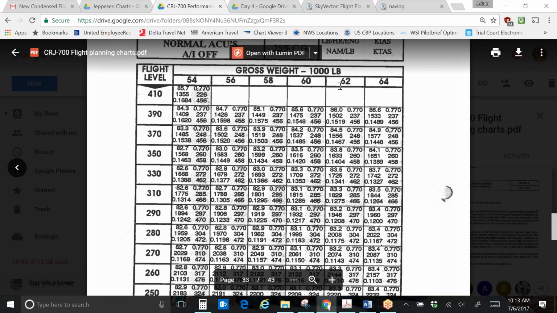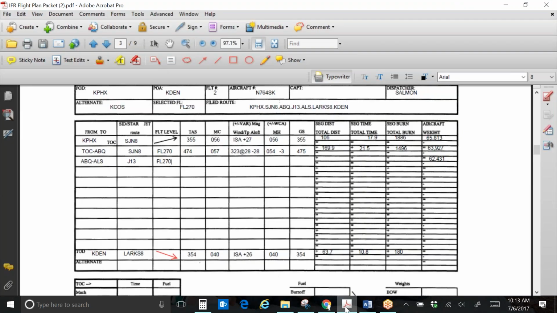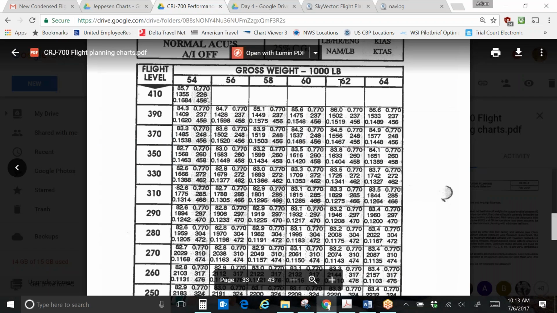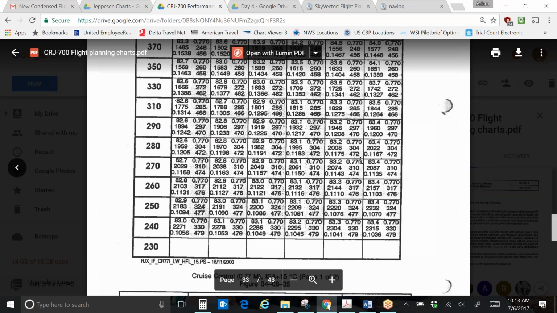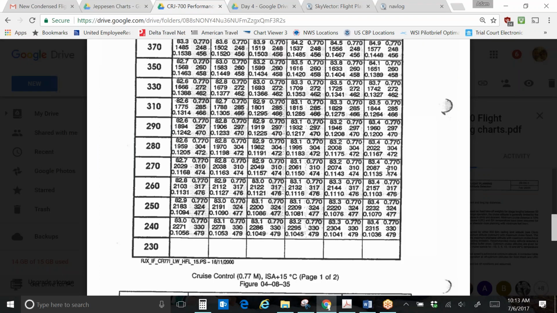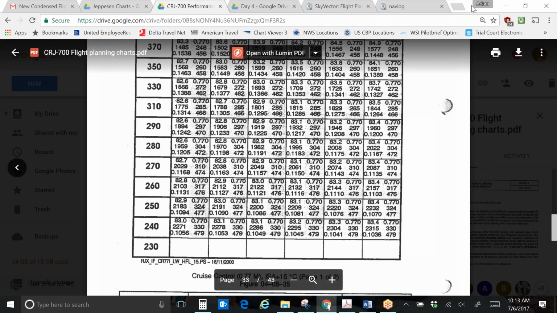Okay, so now we go back to what we weigh, 62,431. So 62,431 is going to round us to 63. So we are going to be in between on this one, but we're still going to be at flight level 270. So we're just going to use an average of these two boxes right here. I will highlight them just in case you can't see which ones I'm looking at.